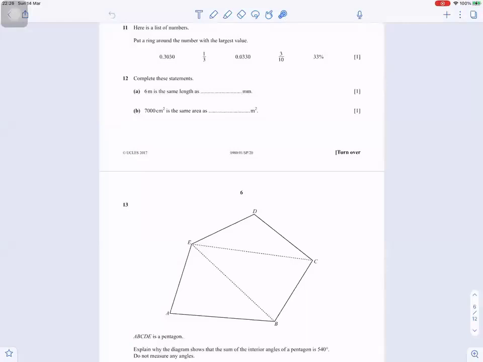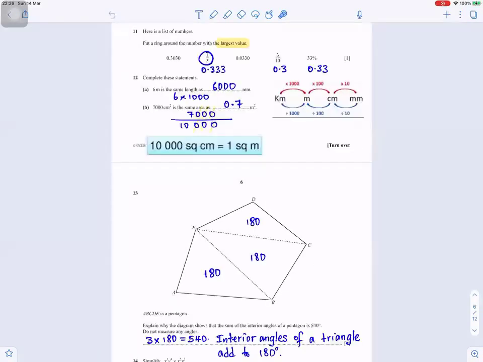Here's question 11, 12, and 13. For question number 11, here is a list of numbers. Put a ring around the number with the largest value. I change all the numbers to decimals. So the first one is a decimal. The second one, 1/3, is 0.333 recurring. The third one is a decimal. Fourth one, 3/10 is 0.3, a decimal. 33%, you divide by 100, it gives you 0.33. So put a ring around the number. The largest one is 0.33 recurring, which is 1/3.